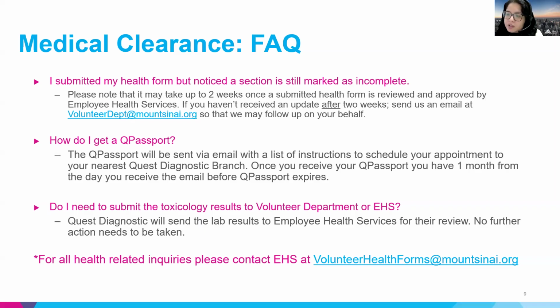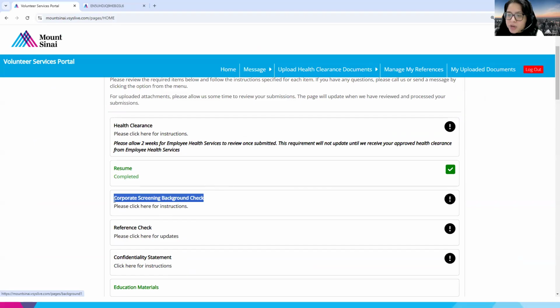Do I need to submit the toxicology results to the volunteer department or EHS? So the toxicology results is free. Once you complete the drug test, you don't need to upload anything because those results will be sent to Employee Health Services directly for their review. And if you have any health related inquiries about the health clearance process, you are welcome to contact Employee Health Services at volunteerhealthforms@mountsinai.org.